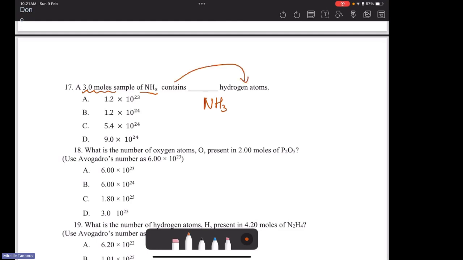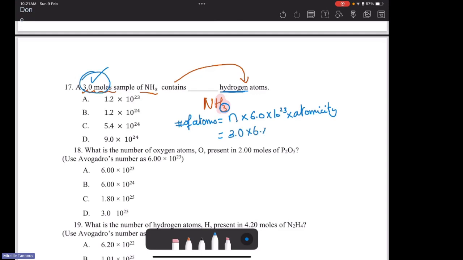How many hydrogen atoms does it contain? We are only focusing on hydrogen. I'll write the formula again. The number of atoms is equal to the given number of moles multiplied by Avogadro's number, multiplied by atomicity. Since in this question they are only concerned about hydrogen atoms, the atomicity here is 3. So 3.0, the number of moles, multiplied by Avogadro's number, multiplied by hydrogen atomicity. And the answer is C.